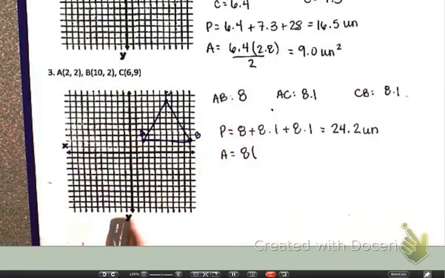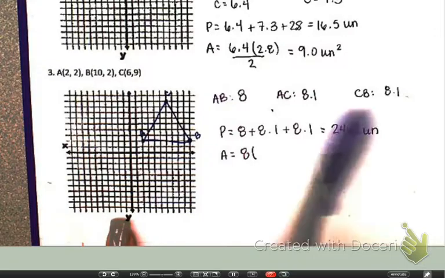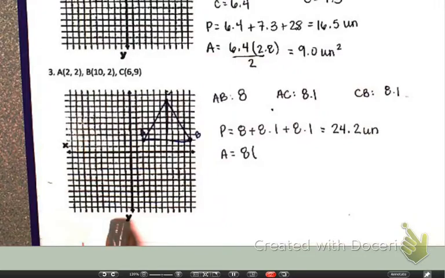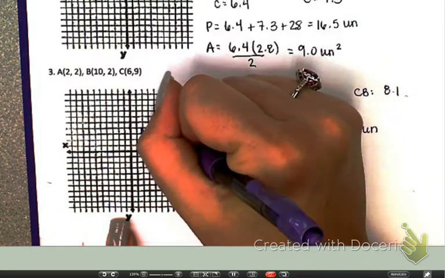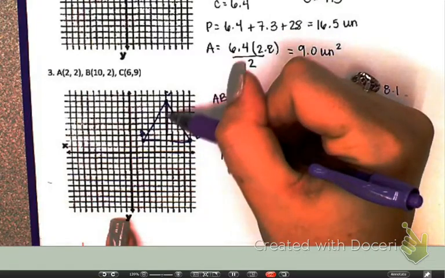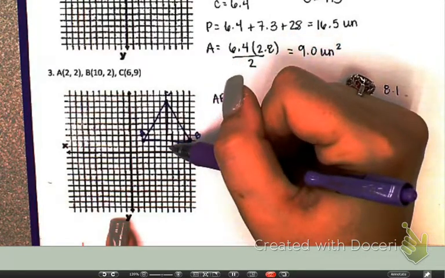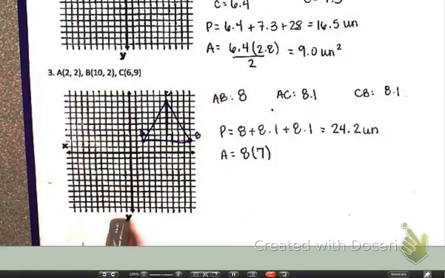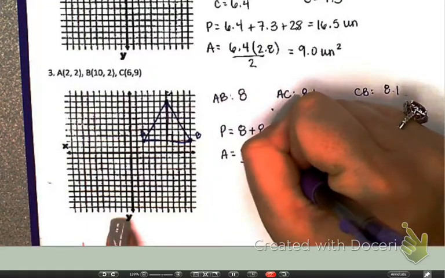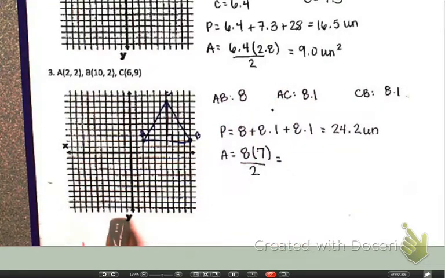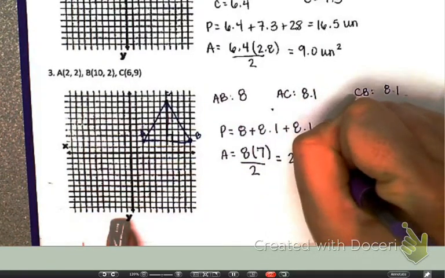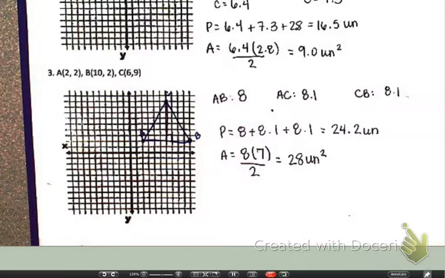What's my height going to be? Where'd you get 7 from? Because I don't see 7 here. So you have the line that goes through the triangle and creates that 90-degree angle. So you're going to count those boxes, and if you count them, you should get 7. All divided by 2. 8 times 7 divided by 2 gives you what? 28 units squared.